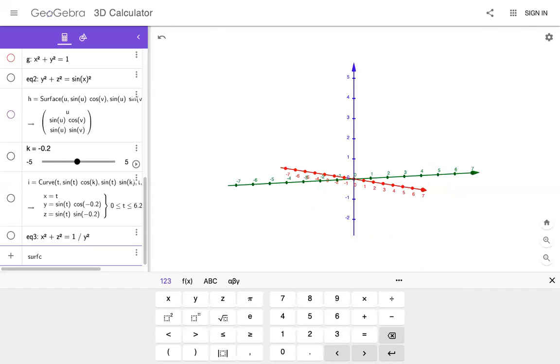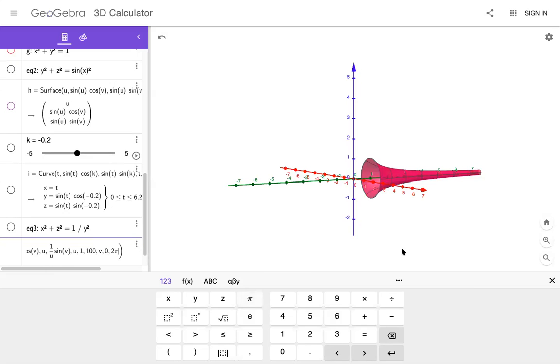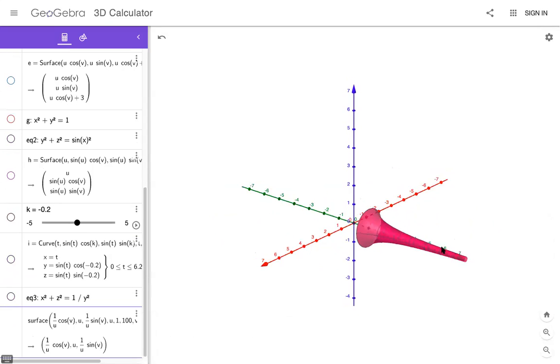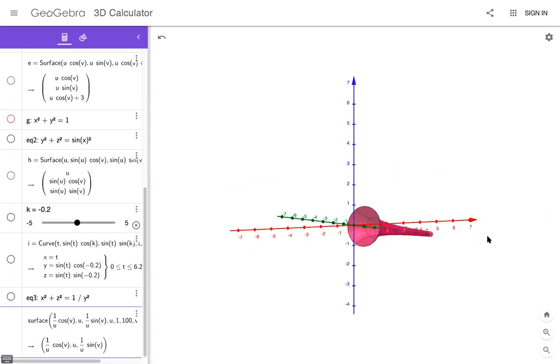And to do that, we can create the surface. The x coordinate is given by, I think we want to write 1 over u times cosine of v, then u, then 1 over u sine v, for u going from, I think we said, 1 to, I'll call it 100, and v going from 0 to 2 pi. And here it is. You get this kind of weird looking funnel thing.